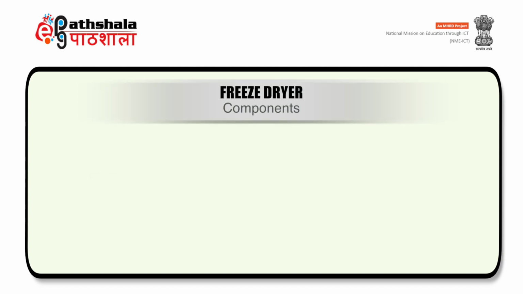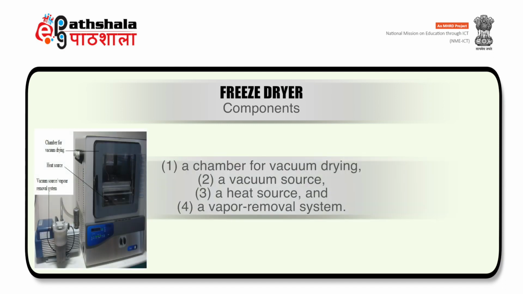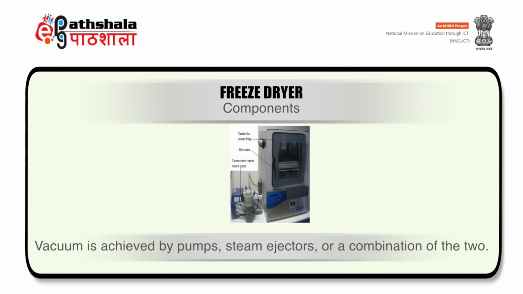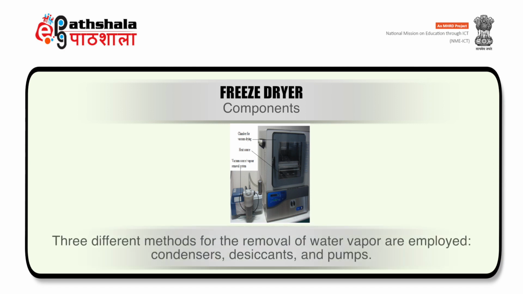Now we will discuss components of a freeze dryer. Freeze dryers are composed of four basic components. First, a chamber for vacuum drying. Second, a vacuum source. Third, a heat source. And fourth, a vapor removal system. Vacuum is achieved by pumps, steam injectors, or a combination of the two. Heat is provided by conduction or radiation or by both. Three different methods for the removal of water vapor are employed: condensers, desiccants and pumps.